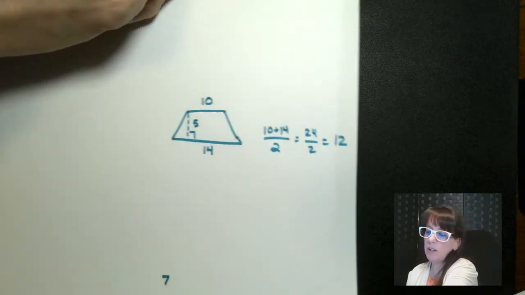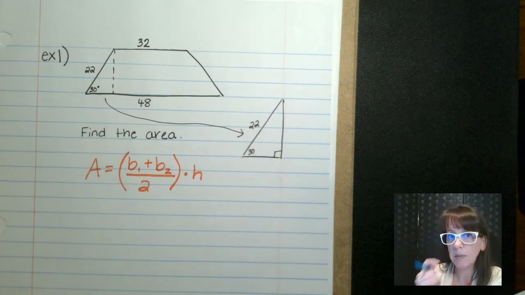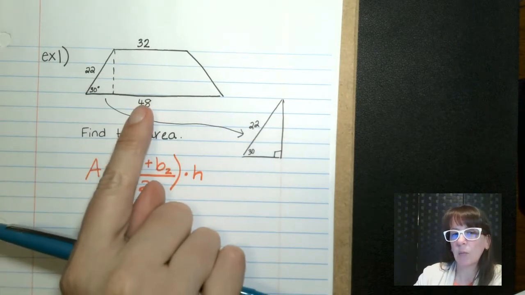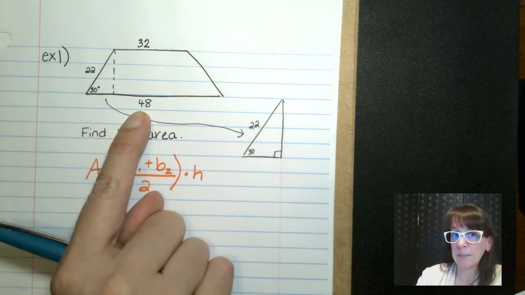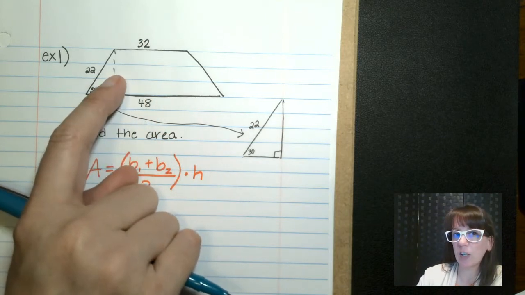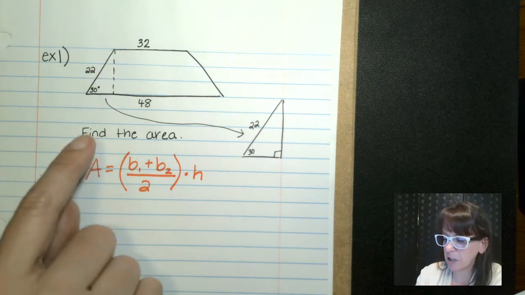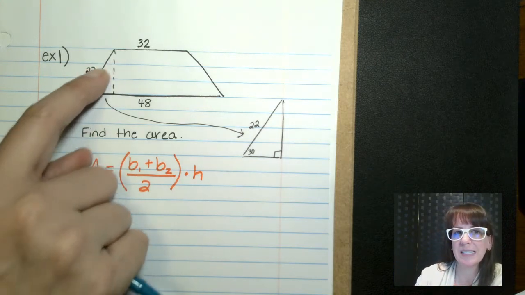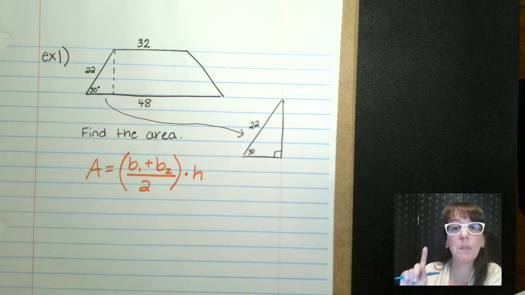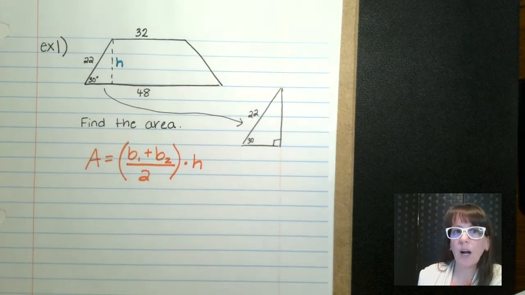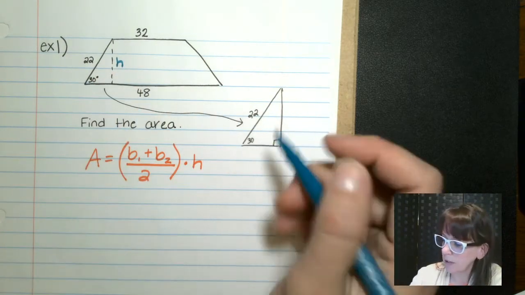Okay, so with all of that said, let's go back to this problem. So looking at this problem here, finding the area of this guy, we're going to add the bases together and divide by 2, and then we're going to multiply by our height. Now, they're trying to trick you here by giving you this 22 on this slanty bit. That's not your height. Remember what I said, it has to make a 90-degree angle. So our height is this thing right here. So we need to figure out what that height is, which is right over here.